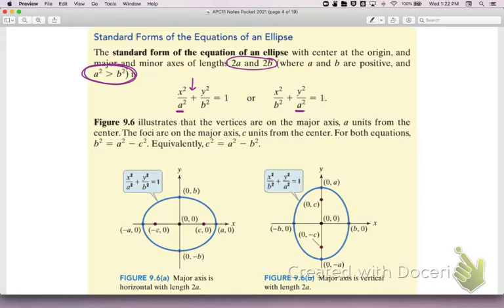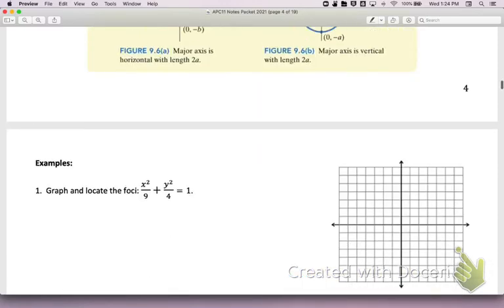Now, the way that we find the location of the foci, remember that's where those two pins would be, or the nails. The foci are always on the major axis, and they're going to be C units from the center. So we always need to find an A, a B, and then we need to find the C. The way that we figure out the value of C is that C squared is equal to A squared minus B squared. It's similar to the Pythagorean theorem, but you have a minus instead. Okay, so these are the formulas that we'll be working with. So let's go ahead then and talk about graphing a couple of these.